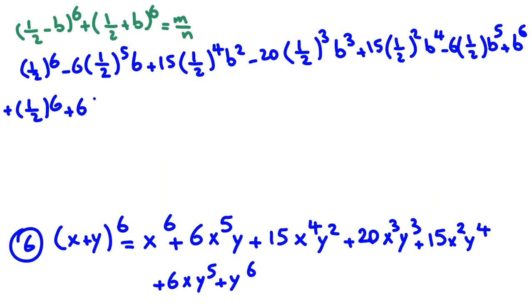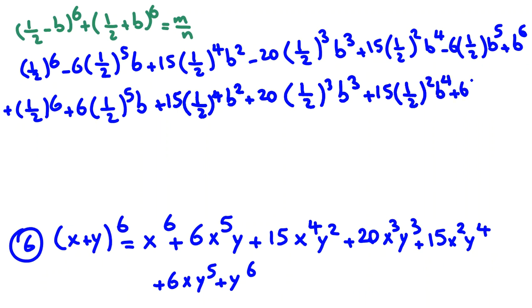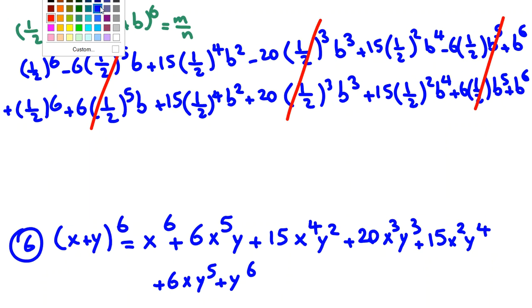All of them will be plus because it is plus b. These two terms will be cancelled: plus 15 times 1/2 times b^4, plus 20 times (1/2)^3 b^3, plus 15 times (1/2)^2 b^4, plus 6 times 1/2 times b^5, plus b^6. So if I want to calculate which terms will be cancelled, these two terms. Here I can write only the things we need.